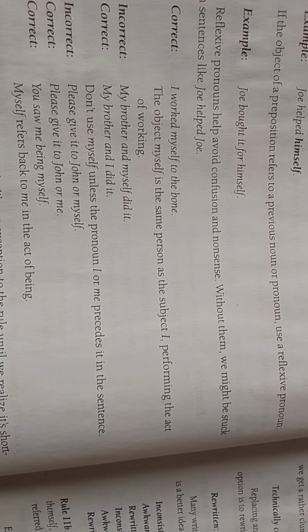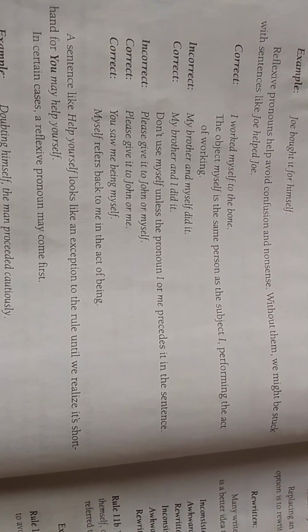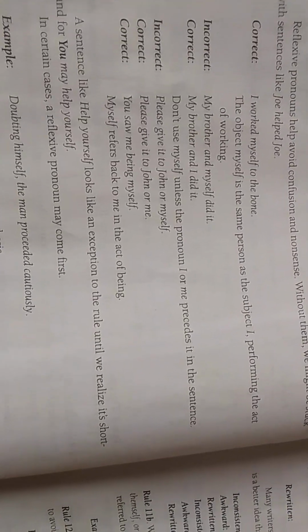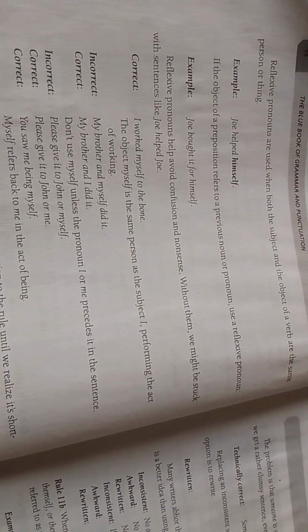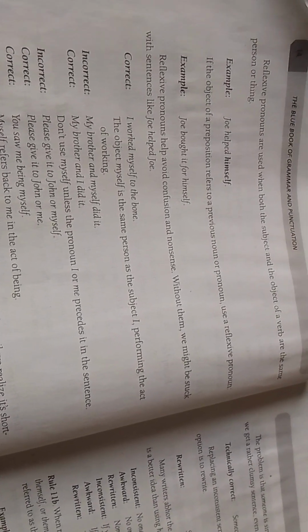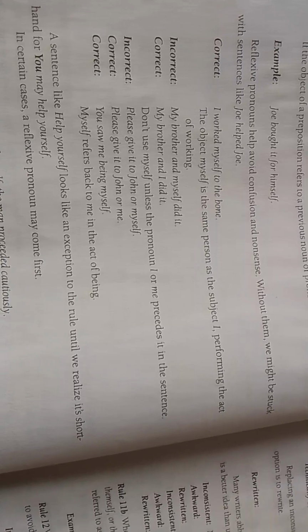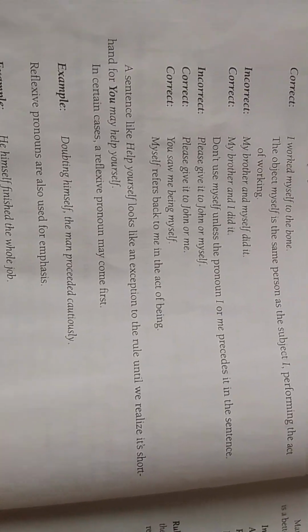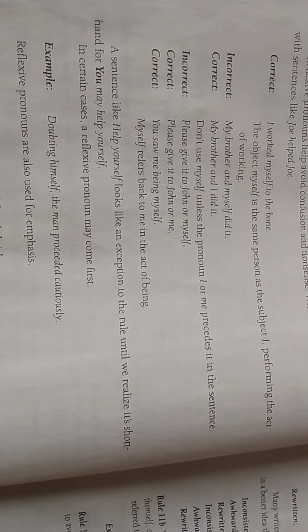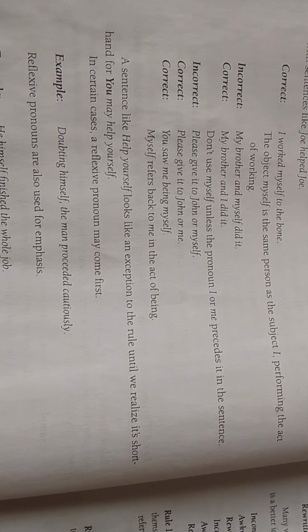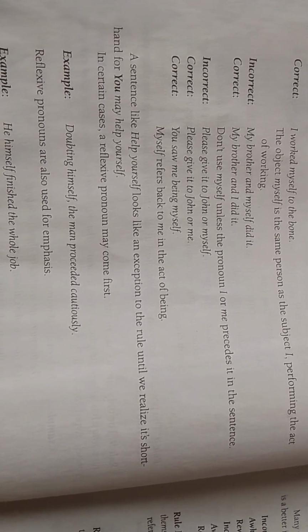"You saw me bring myself." "You saw me being myself." "Myself" refers back to "me" in the act of being. Reflexive pronouns are used when the subject and object of a verb are the same person or thing. A sentence like "Help yourself" looks like an exception to the rule until we realize it is a short form of "You may help yourself."